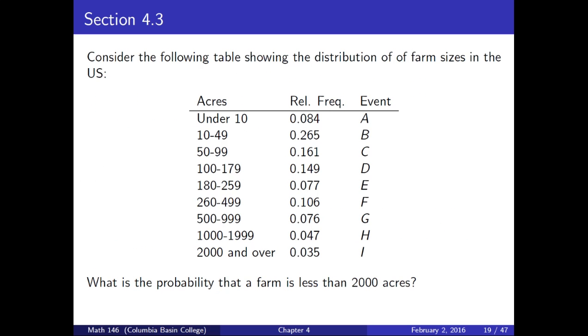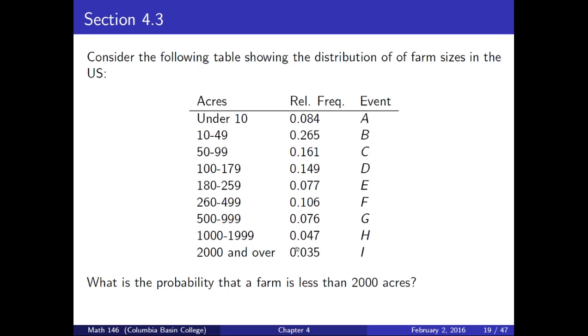So in this example, the table shows the sizes of different farms in America. We've broken them down into a bunch of different sizes in acres and given each event a letter. Now, if I wanted to know the probability that a farm is less than 2,000 acres, well, I have a lot of categories that are less than 2,000 acres. In fact, events A through H are all less than 2,000 acres.